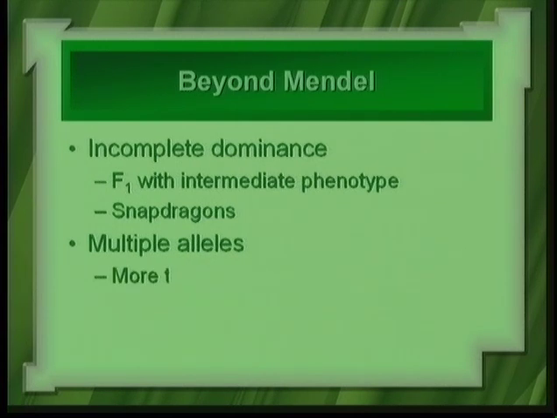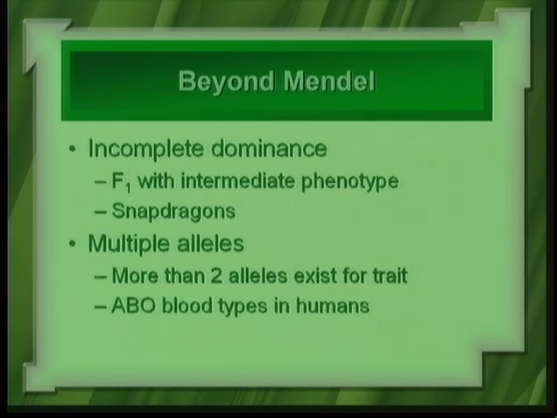Now we also have some examples of what they call multiple alleles. When that happens, more than 2 alleles exist in a population for any particular trait. A very well-known one is the ABO blood types in humans, because ABO blood typing is one way that people can figure out what kind of blood somebody needs if they need a transfusion, etc.